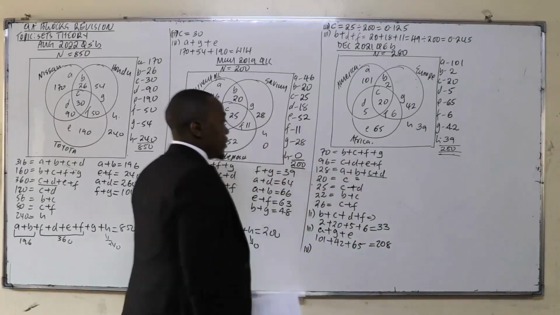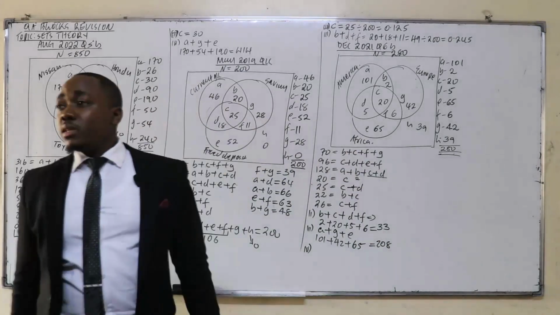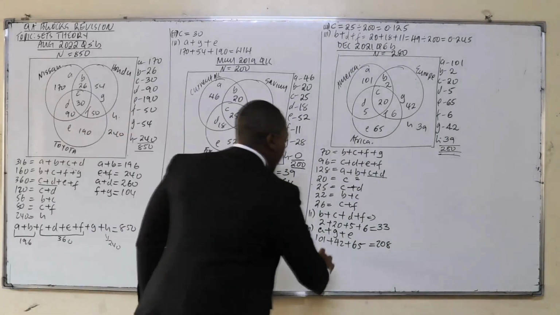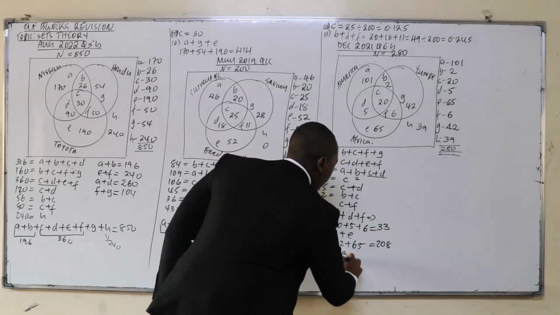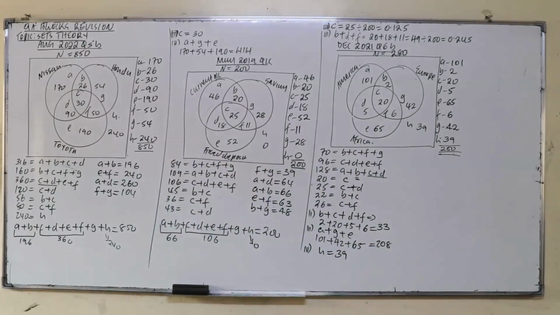Then lastly, number 4, the number of delegates who represented none of the 3 continents. Who is that? 8, of which there were 9. Good. So now you can copy.